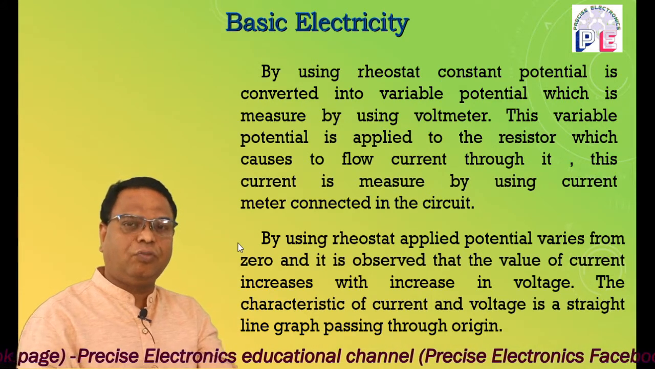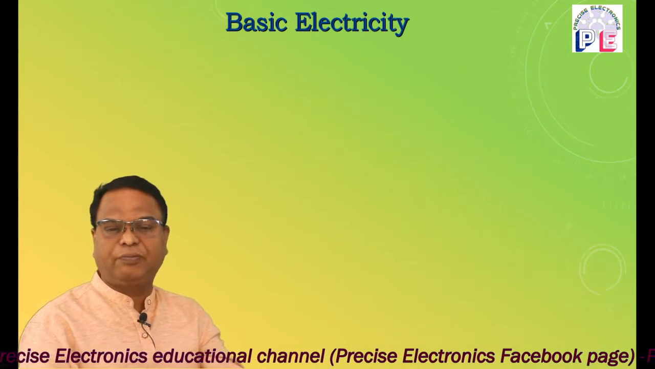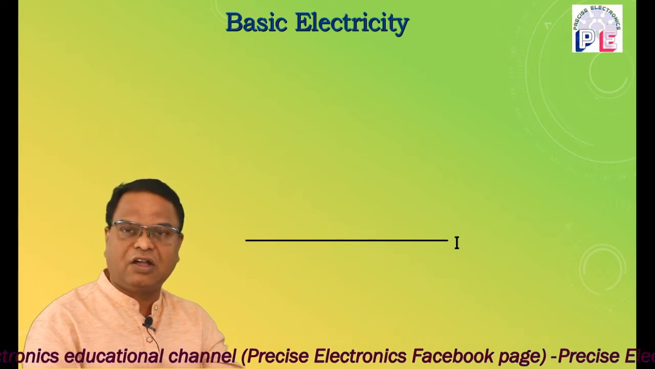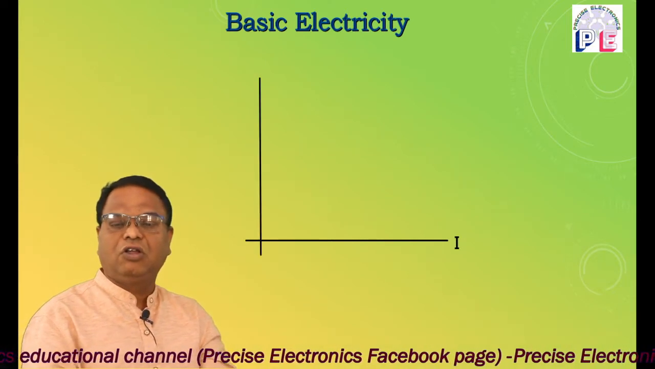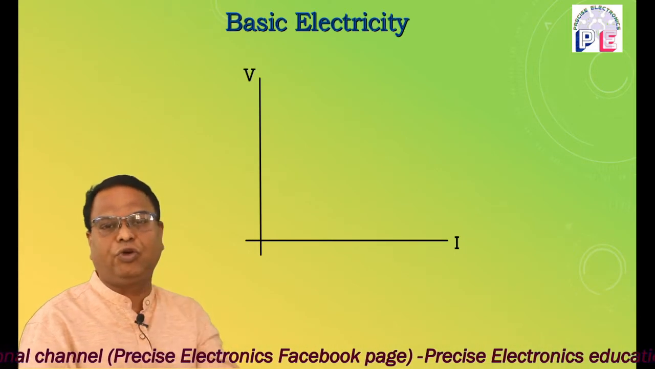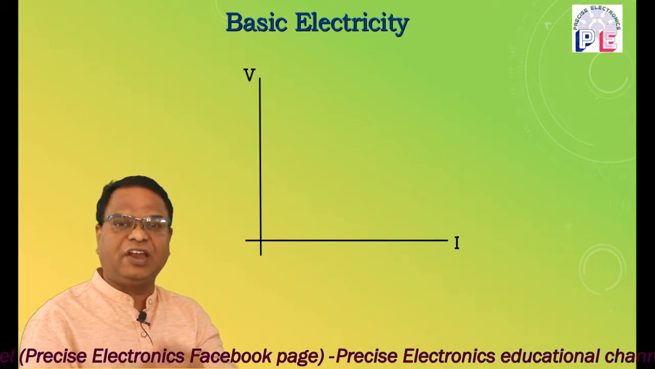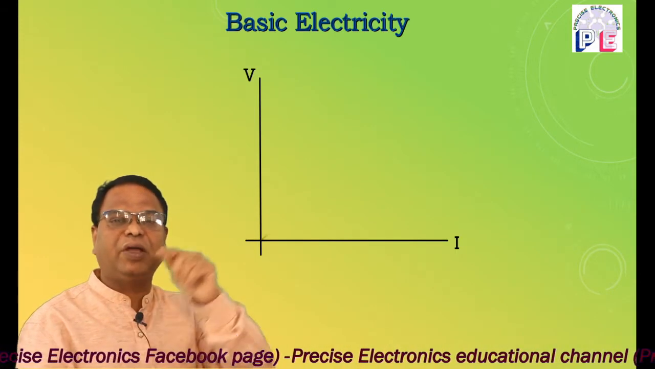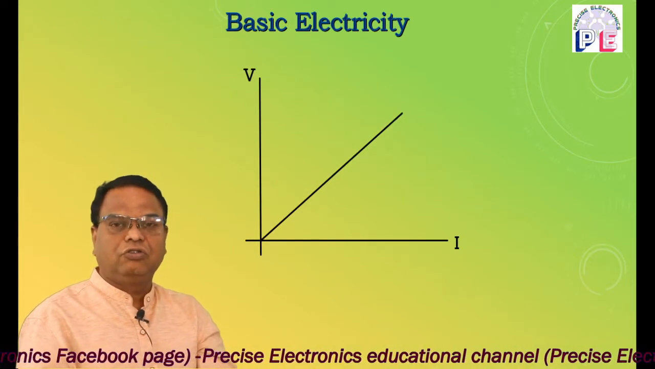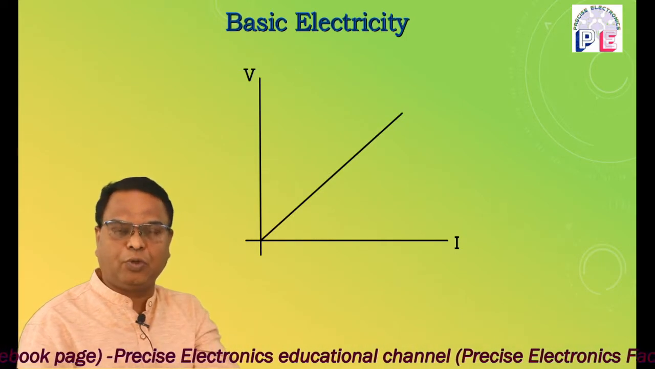The characteristics of this experiment, that is voltage and current, are now displayed on your screen. There are two axes, the x-axis and the y-axis. On the x-axis, the current is plotted, and on the y-axis, the voltage is plotted. The relationship between voltage and current is given by a straight line, and this straight line passes through the origin. Obviously, the straight line indicates that current is proportional to the applied potential.